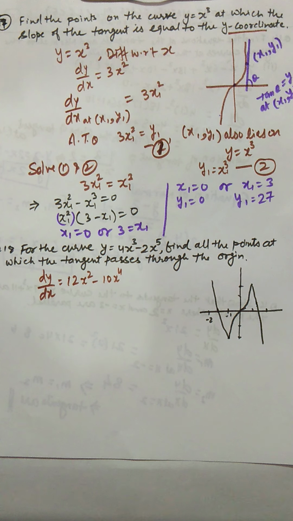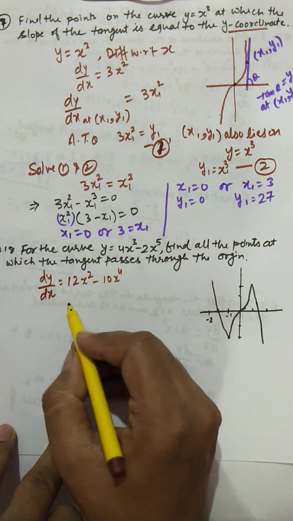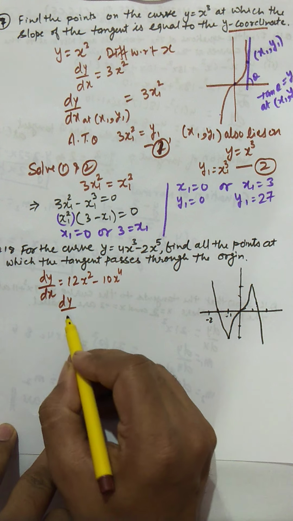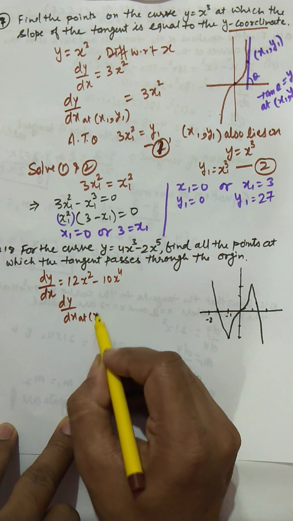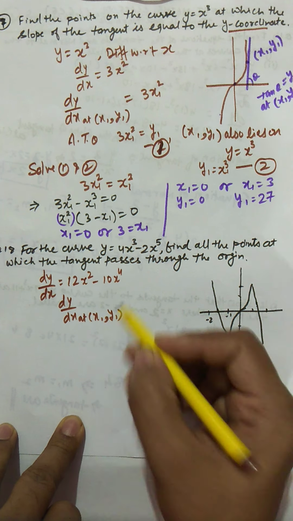So this is the slope of the tangent, and we are being asked, for the curve, to find all the points at which the tangent passes through the origin. So we know that this tangent passes through the origin, but do we know the point? They are asking for the point. So let the required point be (x1, y1).